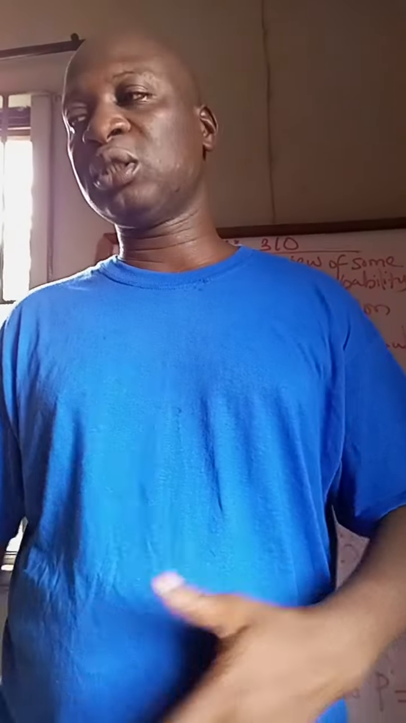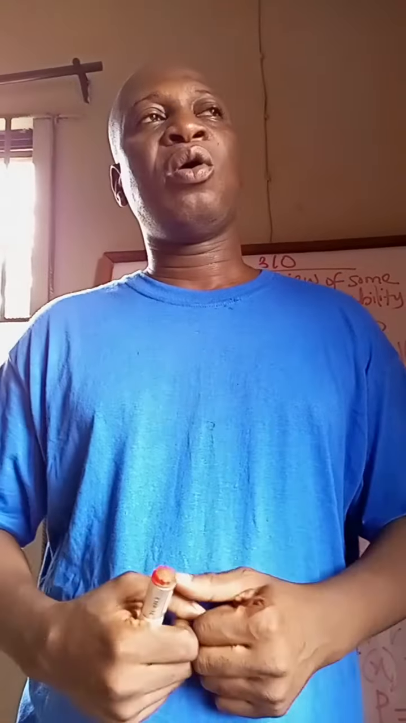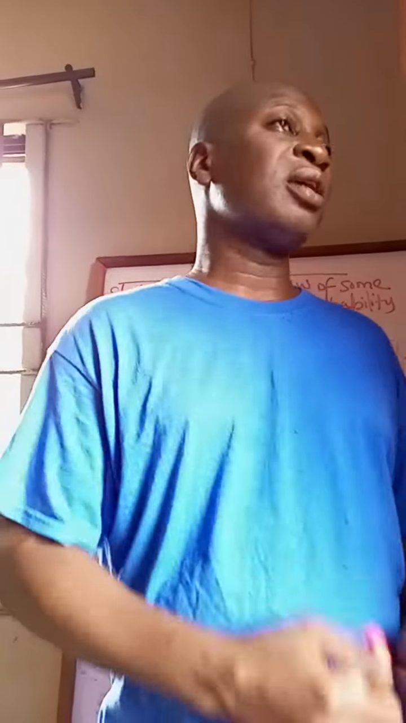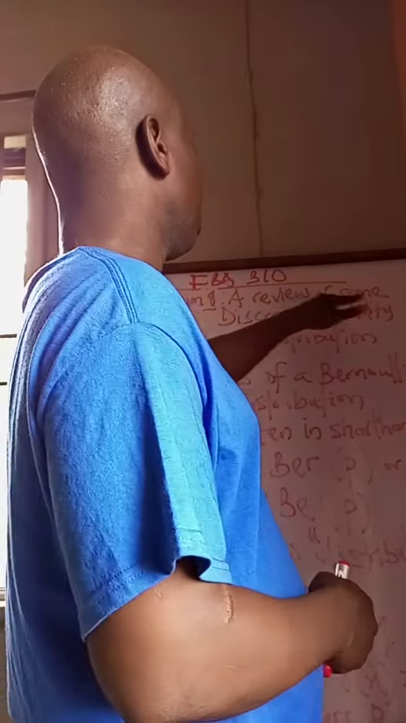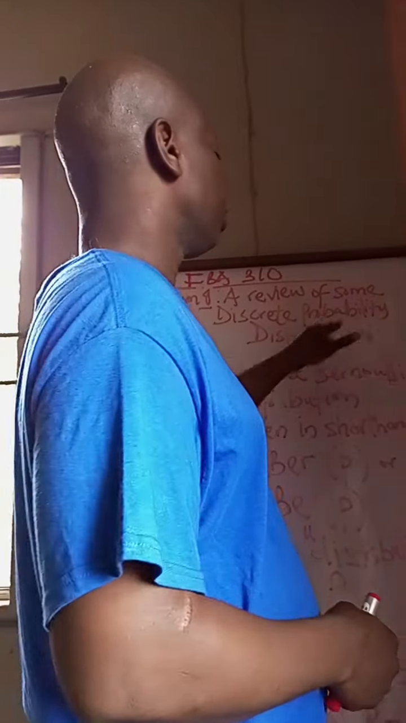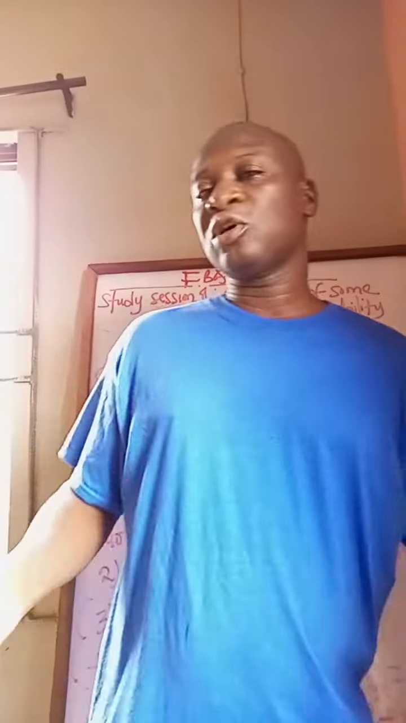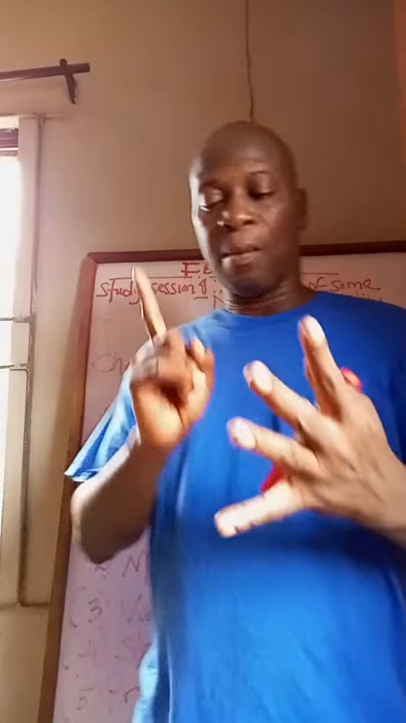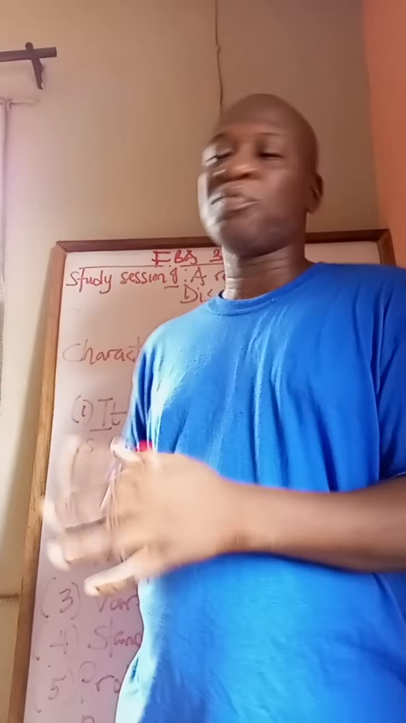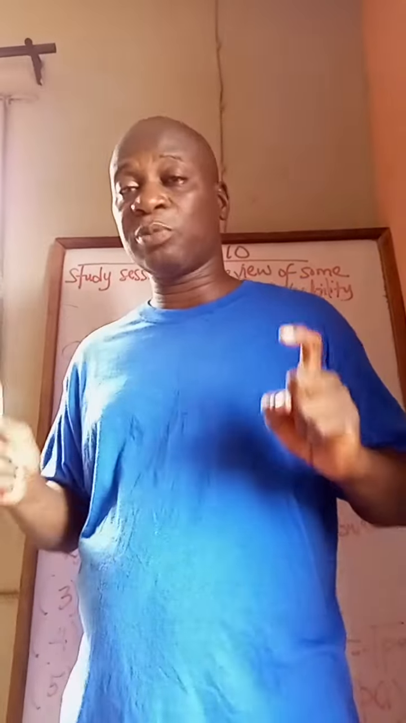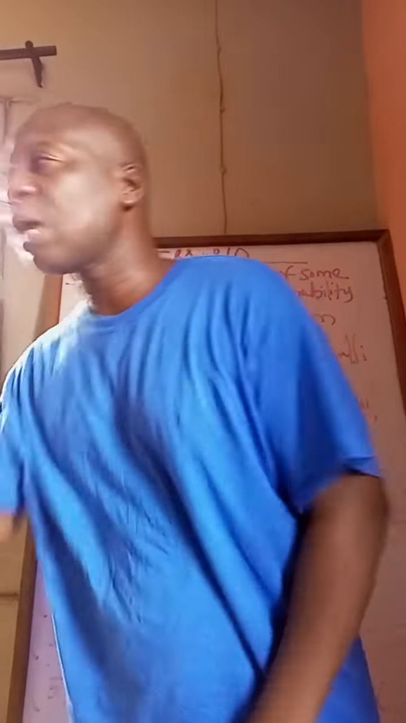I want to give us a brief lecture on the first topic of your FBA 310. That topic goes by the title A Review of Some Discrete Probability Distributions. Under this topic, you are going to learn three basic things: Bernoulli distribution, binomial distribution, and Poisson distribution. By the time you have learned all these things fully, you will have no problem with that particular topic. Now, let's start with Bernoulli distribution.